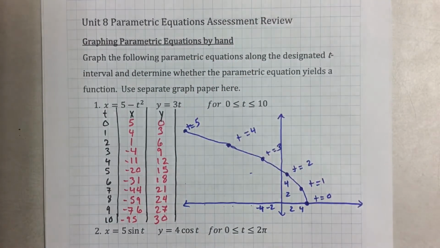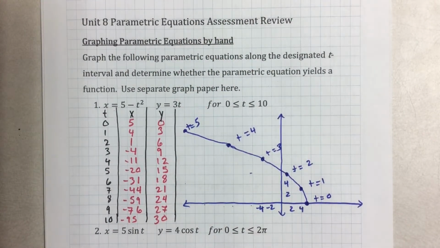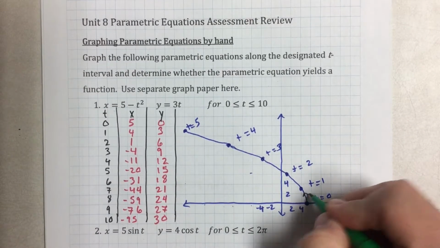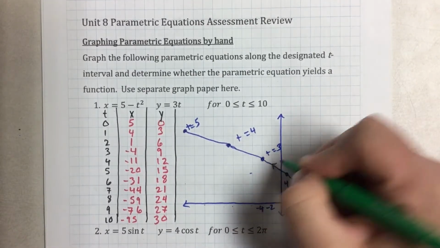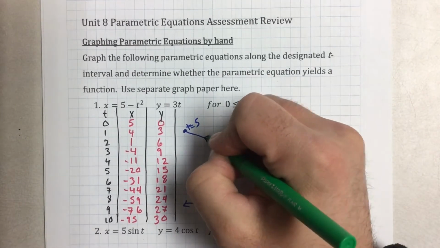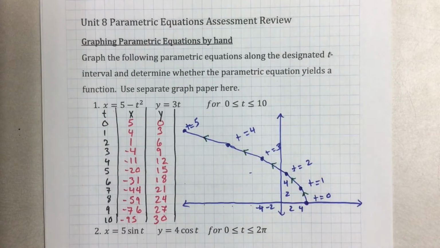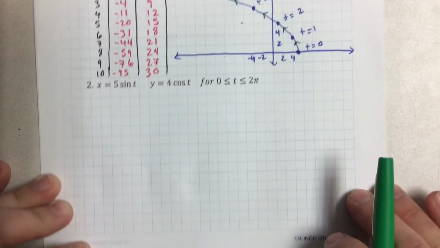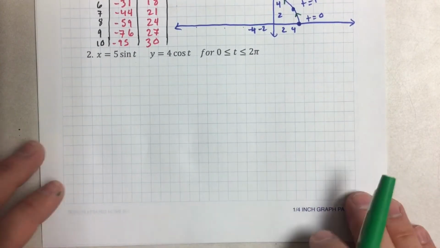Okay, and the last thing with our graph is we need to indicate the direction that it has gone. So for this, we're going in this direction. There we go. There is our parametric equation and the graph of it. Look at the next one. Do the same kind of thing. We're going to create the table.